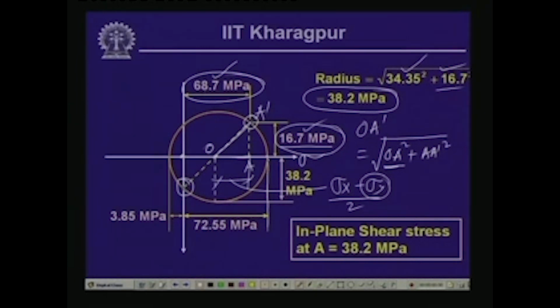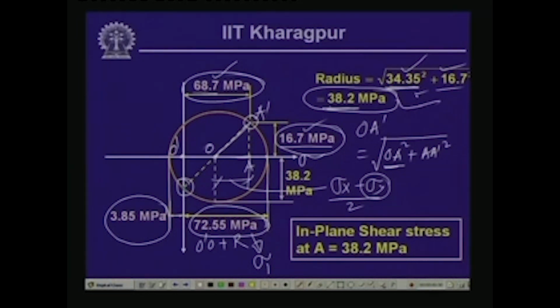Now, when we would like to compute the value of this particular stress sigma 1, if we call this O dash, sigma 1 will be equal to O dash O plus the radius r, and O dash O, as you know, is 68.7 divided by 2, which is 34.35. So, 34.35 plus 38.2 will give us the stress, which is 72.55. This is the value of the maximum normal stress sigma 1, and consequently from this radius, if we subtract this, we get the minimum value of the normal stress, which is 3.85, which is 38.2 minus 34.35.